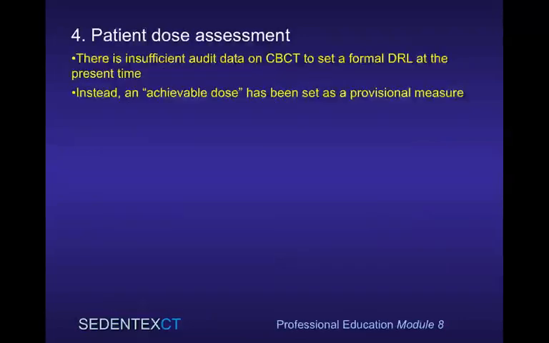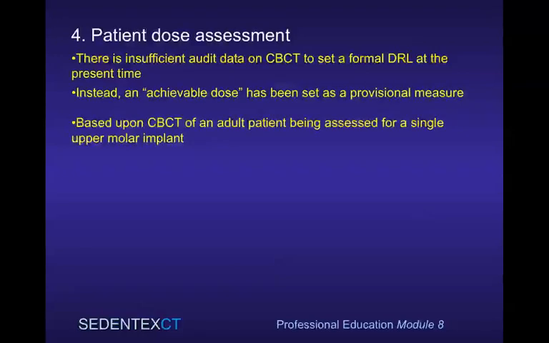Unfortunately, there is insufficient audit data on cone beam CT to set a formal DRL at the present time. Instead, an achievable dose has been set as a provisional measure. This is based upon cone beam CT of an adult patient being assessed for a single upper molar implant.